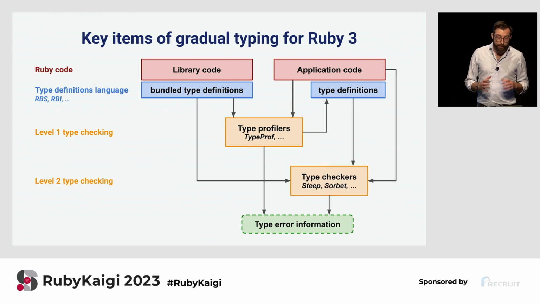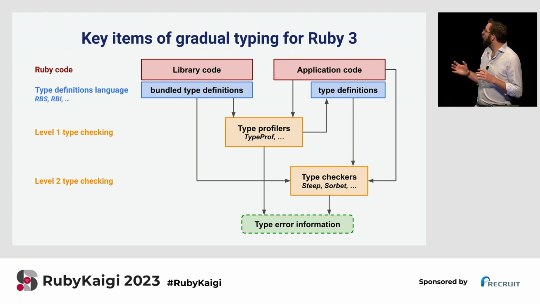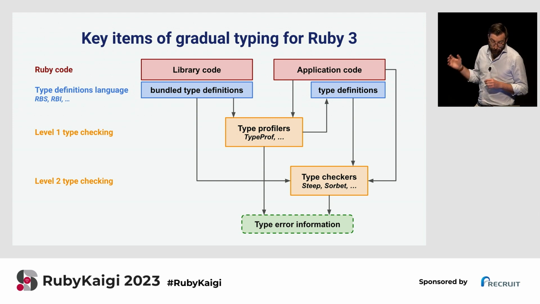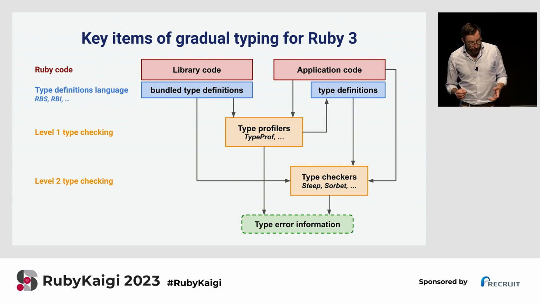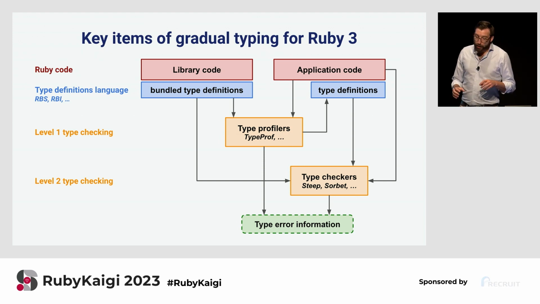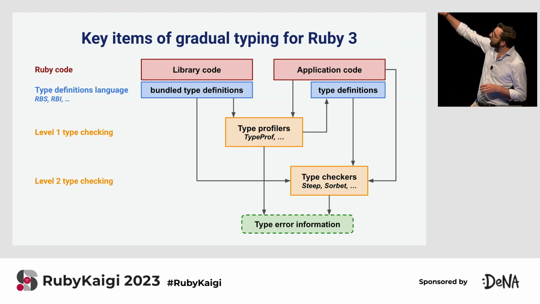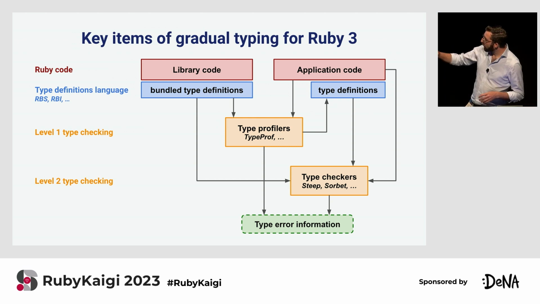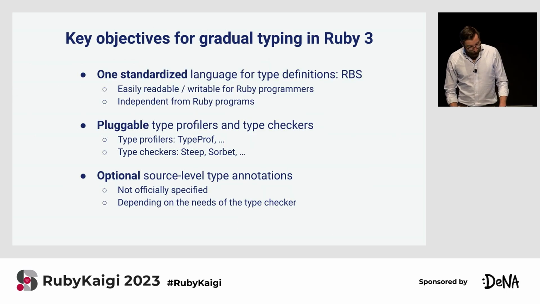Then we have level 2 type checking. This is where things such as Steep or Sorbet come into play. And those ones are going to use type definitions for your application code to perform the type checking. So when we talk about RBS or RBI, we are at the second layer here with the type definition language. When we talk about Steep and Sorbet, we're going to talk about level 2 type checking.